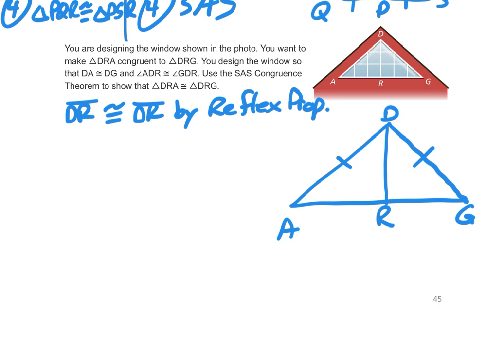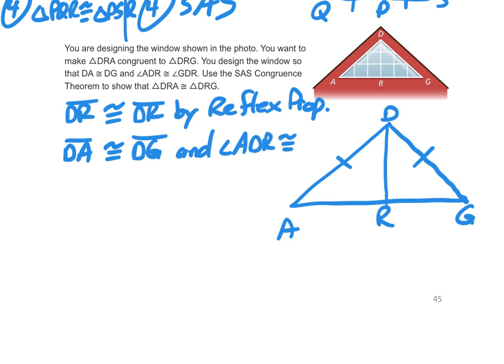DA is congruent to DG, and angle ADR is congruent to angle GDR by the given information. So we know this angle and this angle are congruent. We know these two sides are congruent. They are shared by the reflexive property.